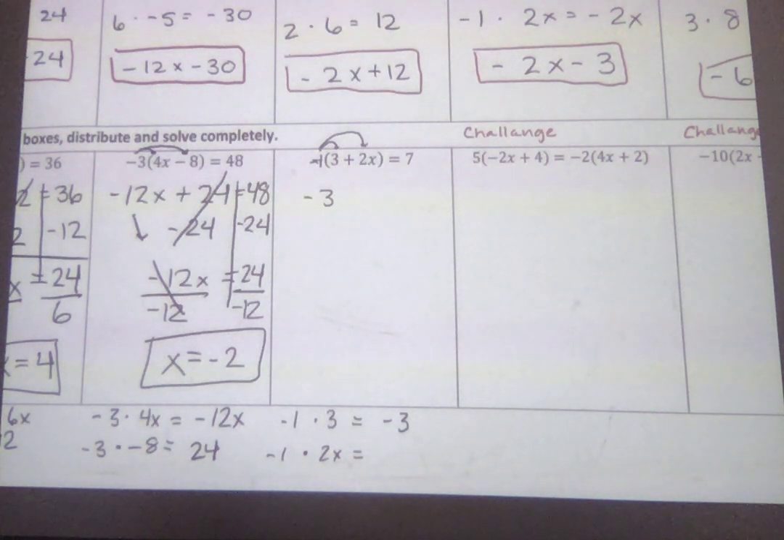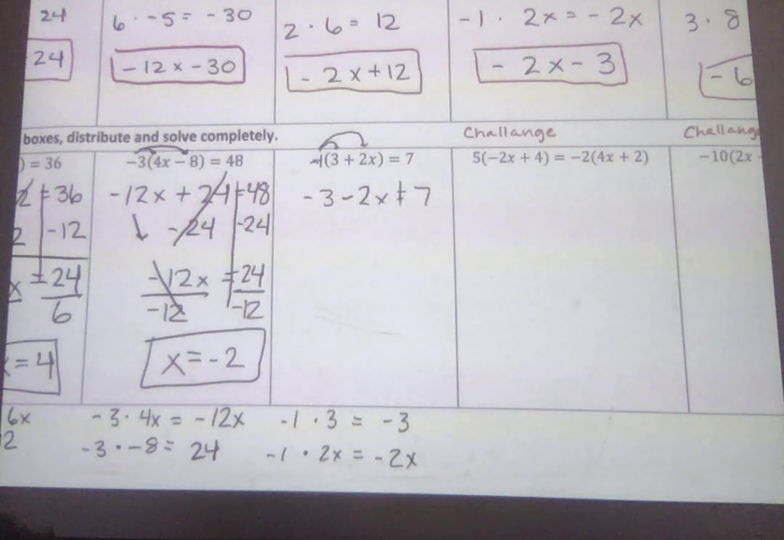Negative 1 times 2x. Negative 1 times 2. That's going to give you negative 2, so it will be a negative 2x. So we're going to put minus 2x, and then we'll have equals 7 for that one.